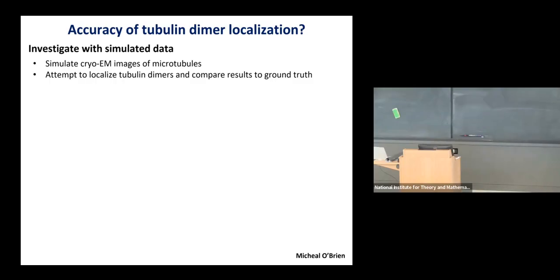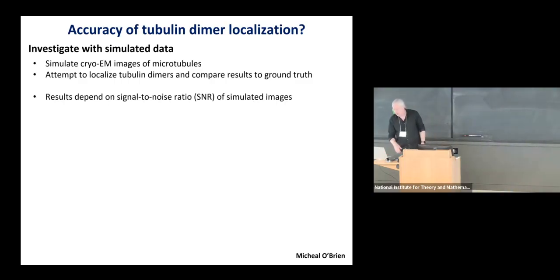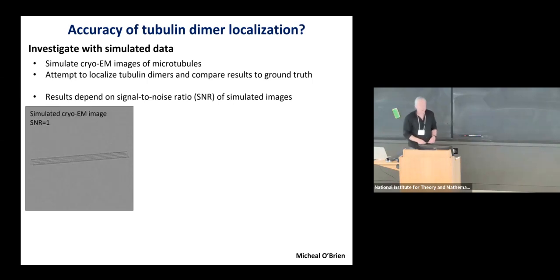So what Michael did is that he simulates cryo-EM images of microtubules, and then in these simulated images where he knows what the ground truth is, attempts to localize tubulin dimers and compares with the results. Okay, so obviously this is going to depend on the signal to noise of the images. So if one assumed that one had a signal to noise of 1 and you simulate a cryo-EM image, it would be like this, right? And you get one thing.